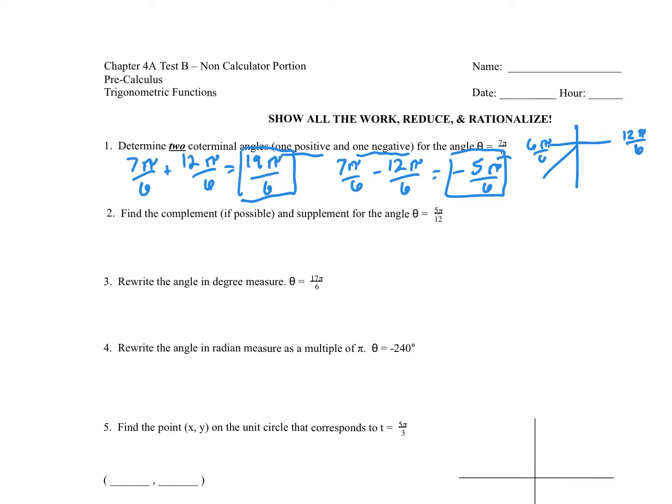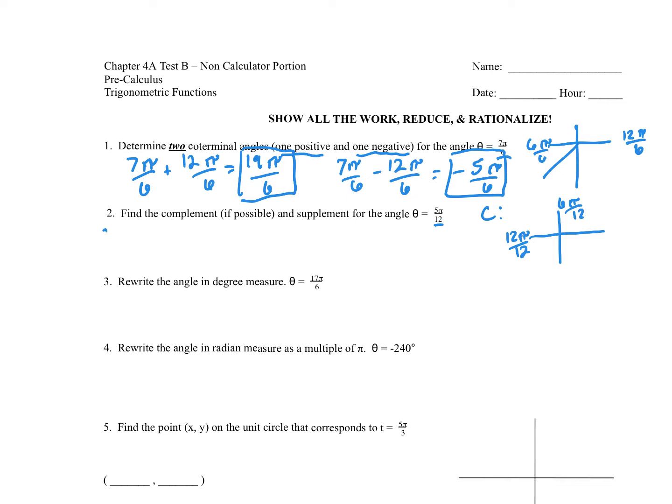Remember, complements, they have to add up to pi over 2, and this is 5 pi over 12. And pi over 2 for 5 is in 12s. So 1/2 in 12s is 6 pi over 12, and 12 pi over 12s will give me 180 degrees. So the complement will go to 6 12s, the supplement will go to 12 12s.